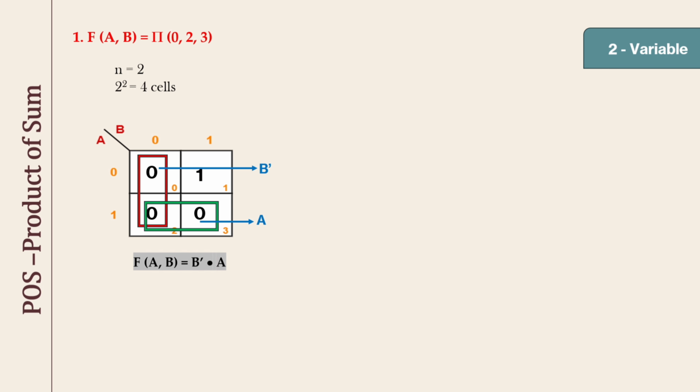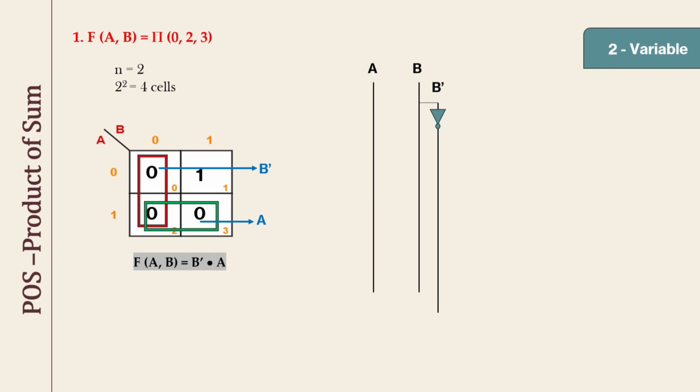Now let's move to the logical implementation. Here we have the two terms a, b bar which are ANDed together. So we need to consider the AND gate. For the AND gate, we need to take b bar as one input and a as the other input, so that we are going to get the output as b bar dot a.